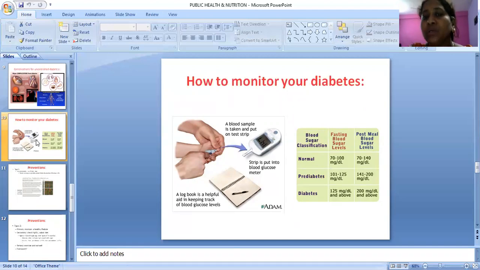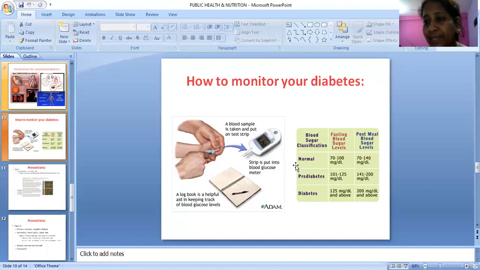Now we are going to see how to monitor our diabetes. Here, through a glucometer, you can check the blood glucose levels. A blood sample is taken and put on a test strip, and kept in the machine. Immediately values come. Then you have to keep a logbook of your blood glucose levels. What is the normal blood glucose level? While fasting, it is 70 to 100 mg per dl.